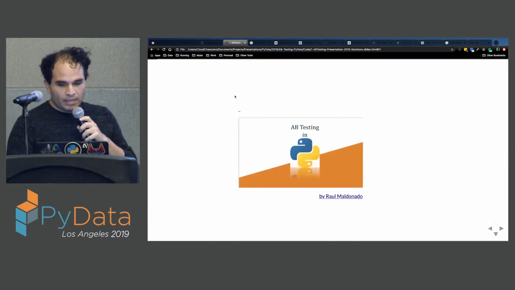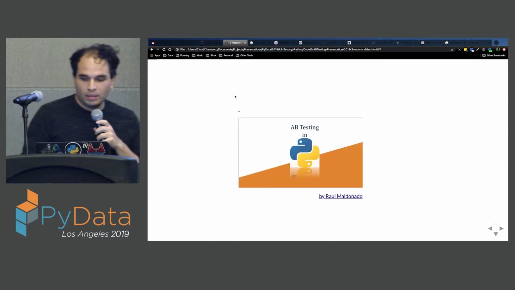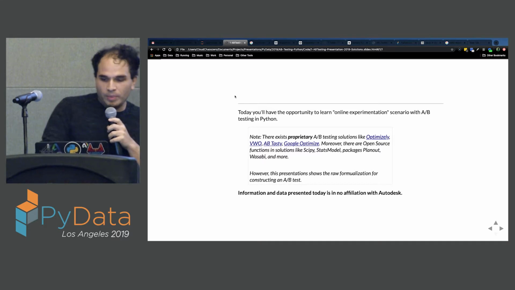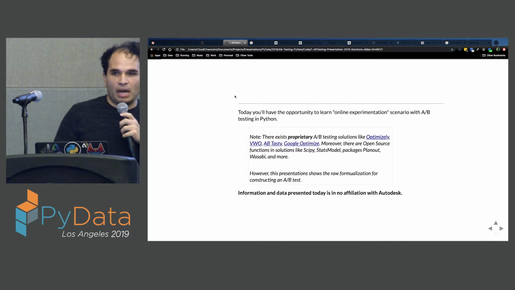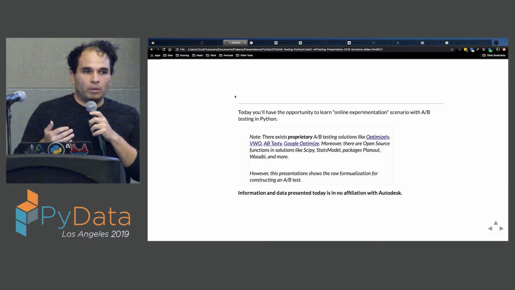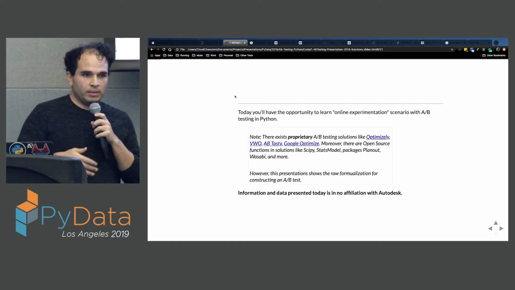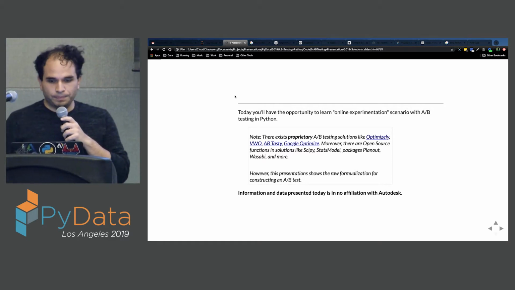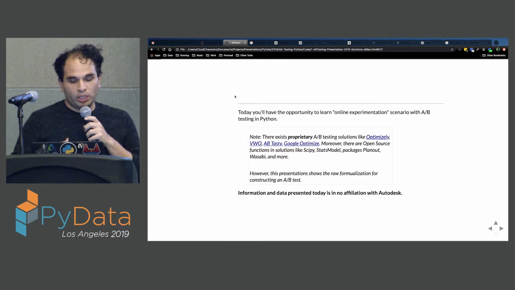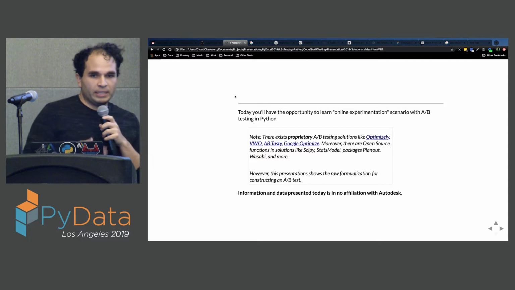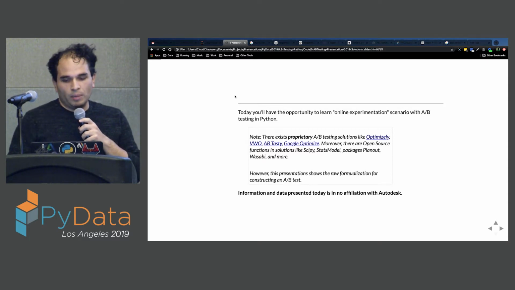And yeah, this is A/B testing in Python. My name is Raul Maldonado. We'll be going through the formalization of A/B testing, or online experimentation, in Python, and how, at a minimal level, that implementation would look in production, or say you are working on that at your job now. For this presentation, the information and data presented today has no affiliation with Autodesk or my day-to-day work. It only pertains to the examples and discussions that we'll be having.